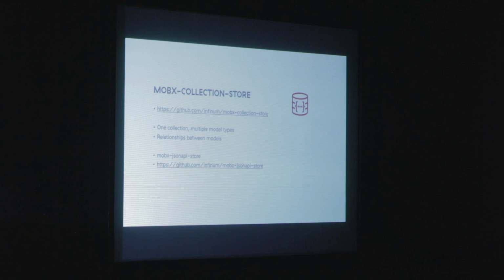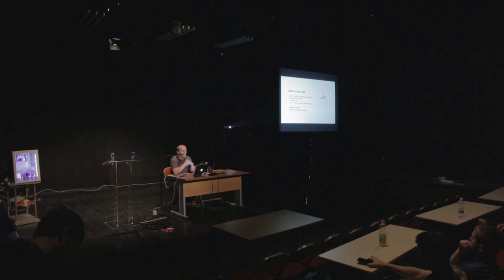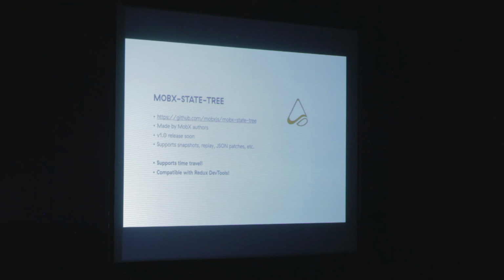But as the usage of MobX grew, there were some other libraries. For instance, there's MobX State Tree, which is actually made by the MobX authors. Version 1.0 will be released really soon, they're just finishing up the documentation. Why it's interesting is because it supports snapshots, replays, JSON patches, which by themselves are maybe not that interesting, but what they allow you is to support time travel. They give you the same features MobX does, and you can even use Redux DevTools with MobX State Tree. MobX State Tree exposes all the actions, all the state changes.